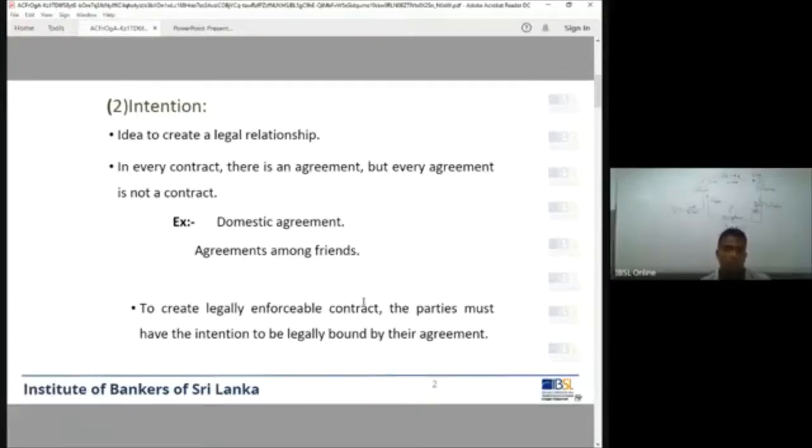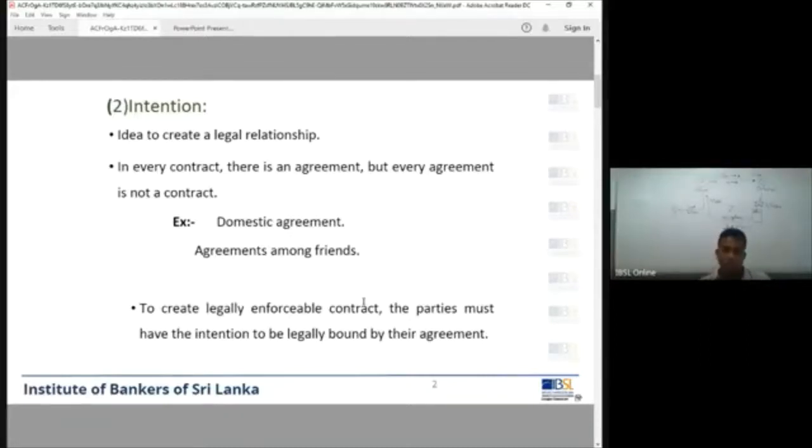But each and every time we don't go to courts and file action against our friends, because there is agreement, but those are agreements among friends which are not considered as a legally enforceable contract. To create a legally enforceable contract, the parties must have the intention to be legally bound by their agreement. So then it is very important. This is the test that you have to do.